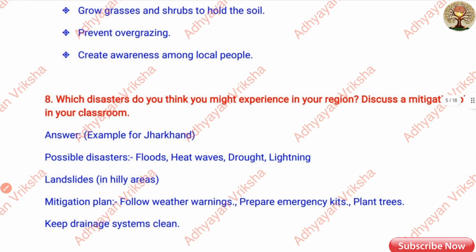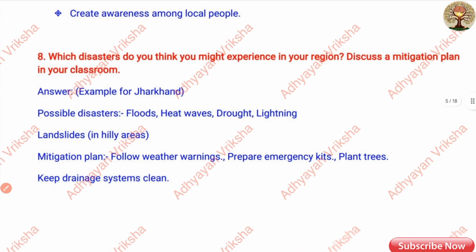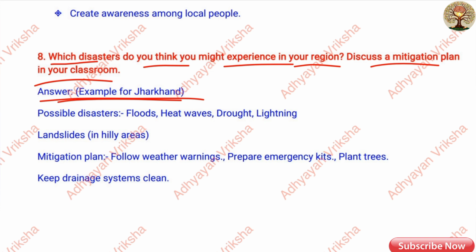Now the next question is question number 8, where they have asked: which disaster do you think you might experience in your region? Discuss the mitigation plans in your classroom. I belong to Jharkhand, so I mention some possible disasters: floods, heat waves, drought, lightning, and landslides in the hilly areas.